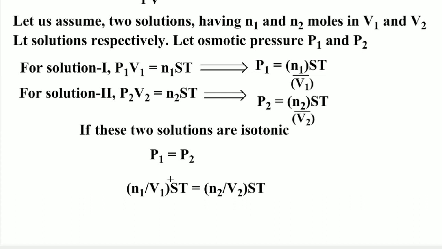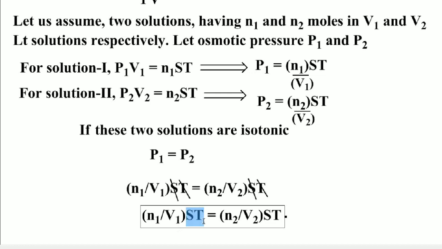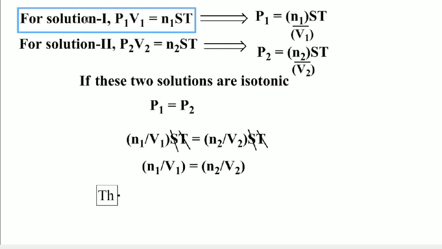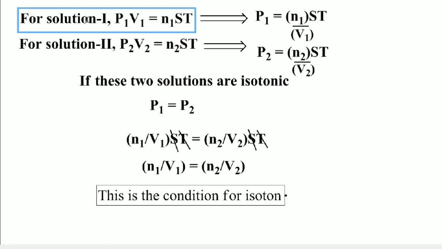Here S is the molar solution constant, and for isotonic solutions the temperature remains the same. Therefore, we can write the above relation as n1 by V1 is equal to n2 by V2. Students, this is the condition for isotonic solutions.